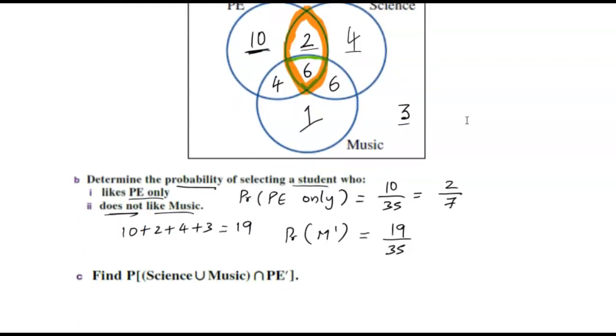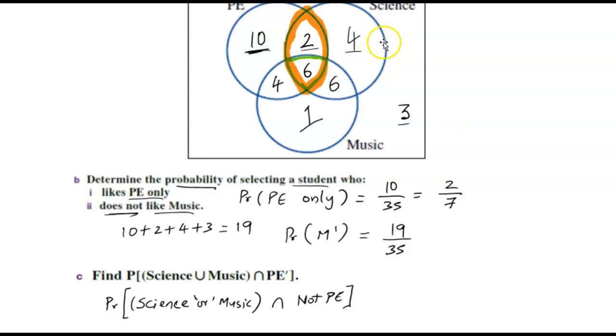All right, this next question has 3 parts. Find the probability of science union music, and then intersection P. If I want to represent this question in words, we're basically asking what is the chance that the student likes science or music, and not PE. There's a dash next to the PE, and that's the representation of this question.